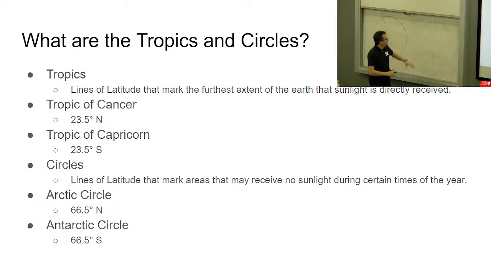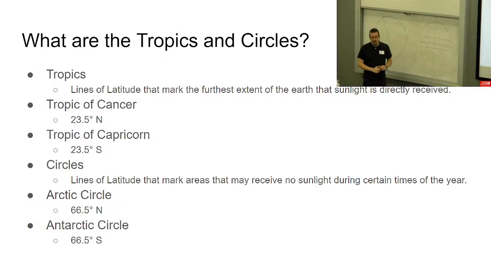So let's look at this Earth that we have here. We'll draw the equator, right? Between these lines, we'll do a dashed line here. Between these dashed lines, they always receive direct rays from the sun. This is the furthest extent of the Earth that sunlight is directly received. Okay? So it means no matter our tilt back and forth, as we wobble back and forth on our orbit, they always receive direct sunlight.